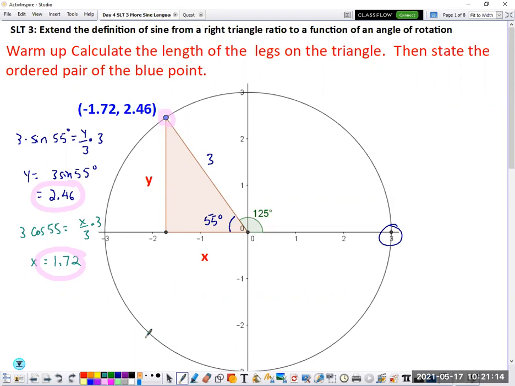I had a couple people send me some other things in the chat. Are there any questions now, bravely out loud, privately in the chat, about why this ordered pair is negative 1.72 and 2.46? The 55 degrees is because it is supplementary to 125. I did 180 minus 125.